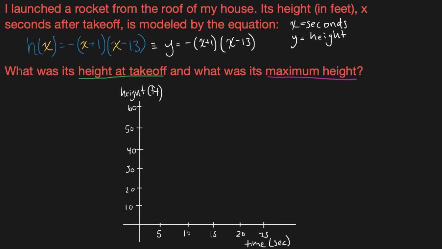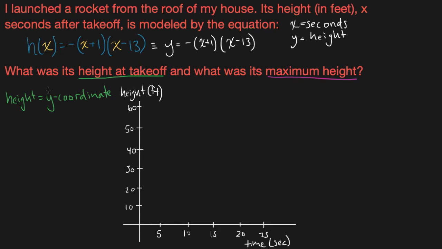So remember that the height of the rocket is just our y coordinate. And so let's just say if there were a point here at 10 seconds and 50 feet, that would mean that 10 seconds after launch, the rocket was 50 feet in the air. But we actually need to figure out what this equation describes before we can make a conclusion like that.